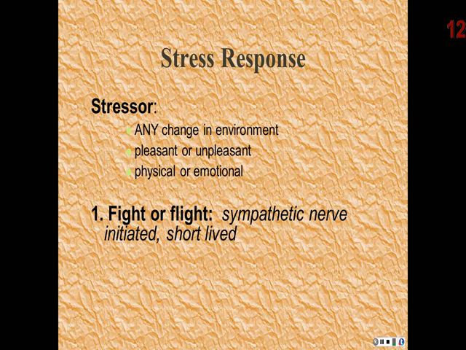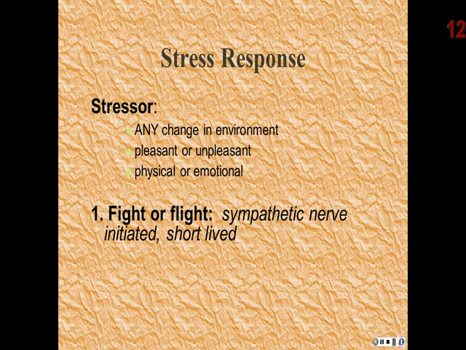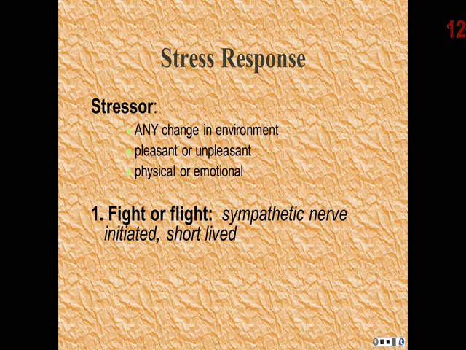The commonly used model for explaining the response of the body under stress was developed by Hans Selye and is called the general adaptation syndrome. A stressor is defined as any change in the environment, whether it be physical or emotional, pleasant or unpleasant. The first phase is the fight or flight phase, or alarm phase, where the sympathetic system initiates a short-lived response. The body is not able to sustain this for very long, even if the stress does not go away.